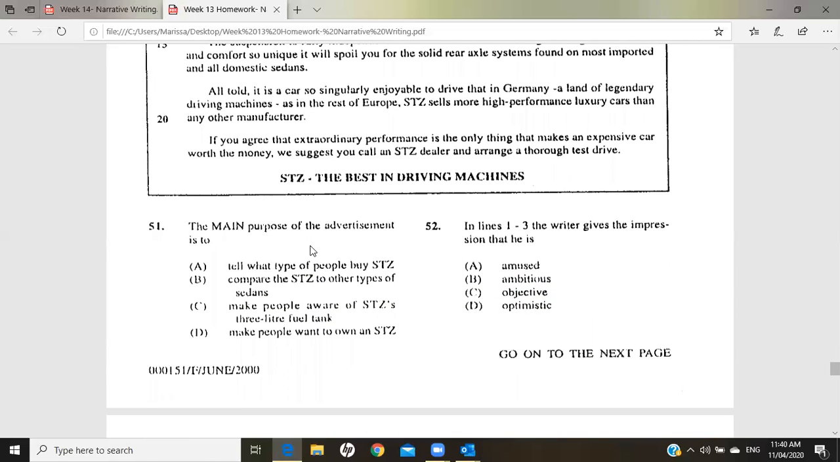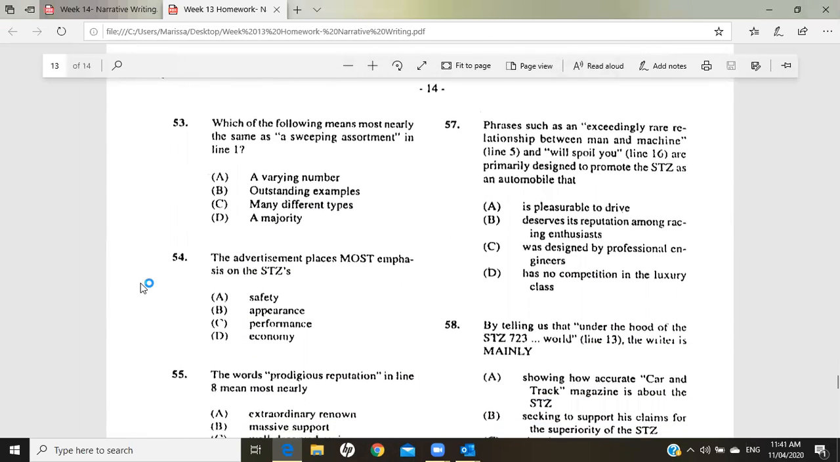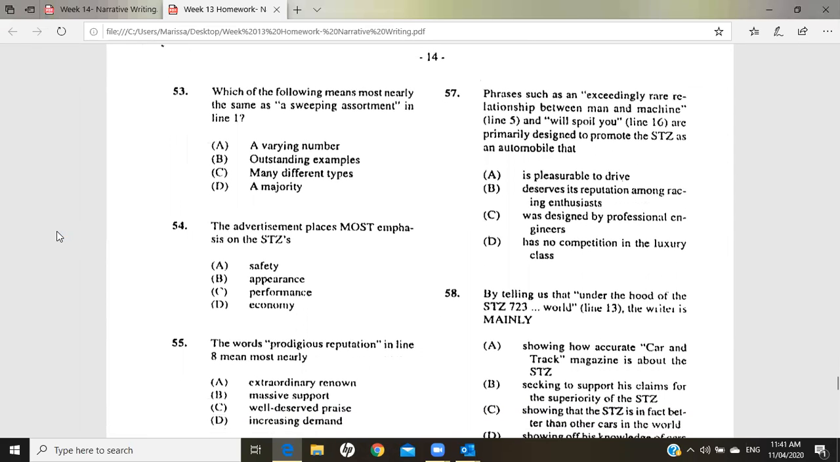So 51 says the main purpose of the ad is to do what? Jada, what did you have as the main purpose of this advertisement? E. The answer is D, to make people want to own an STZ. Because they're trying to persuade you, telling you who drives the vehicle, trying to highlight all the features so that you will be persuaded to buy one. 52 says in lines 1 to 3, the writer gives the impression that he is what, Lena? A. He is amused because he keeps talking about enthusiasm, painting this picture that it is fascinating that this certain group of persons own this vehicle.